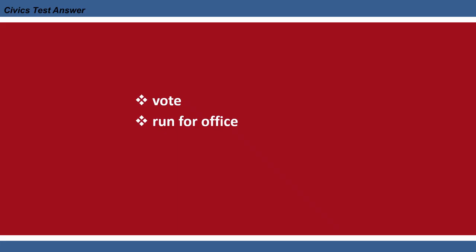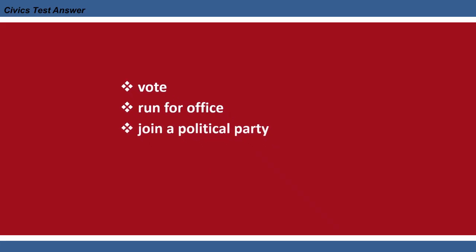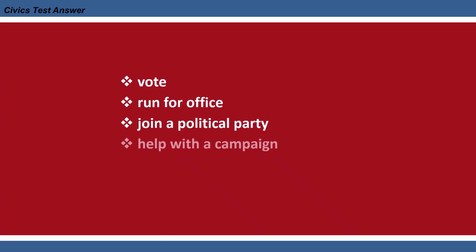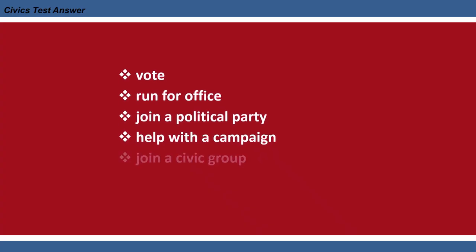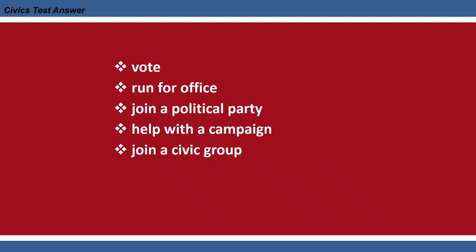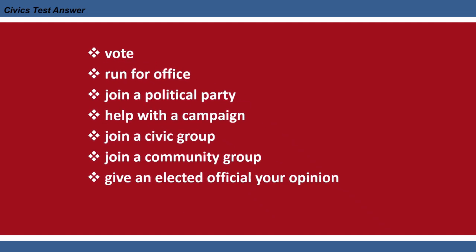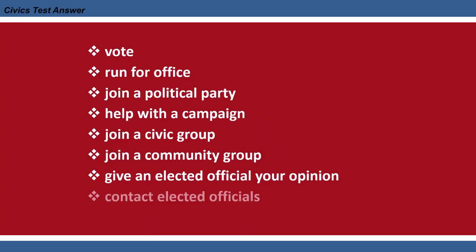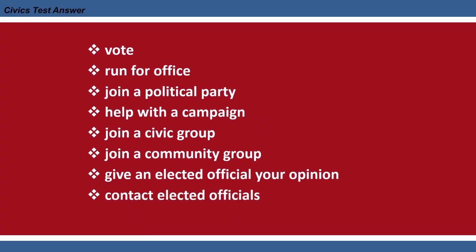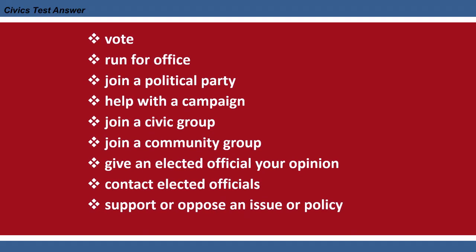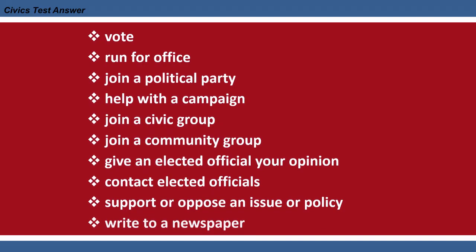Some other examples of civic participation in the United States include joining a political party, helping with a campaign, joining a civic group, joining a community group, giving an elected official your opinion on an issue, contacting elected officials, for example, by calling senators and representatives in Congress or in the state legislatures, publicly supporting or opposing an issue or policy, and writing to a newspaper.